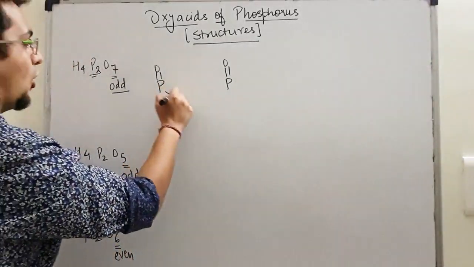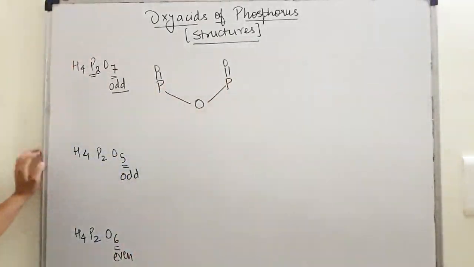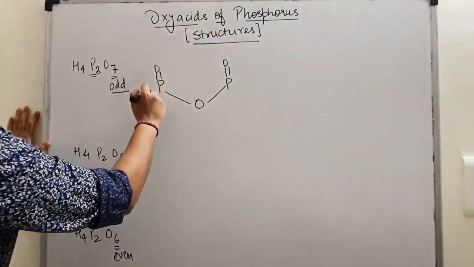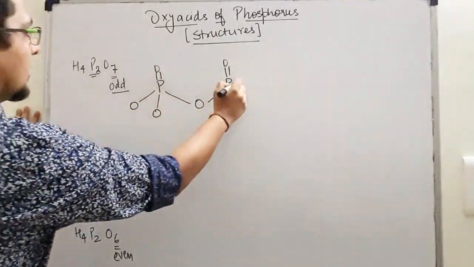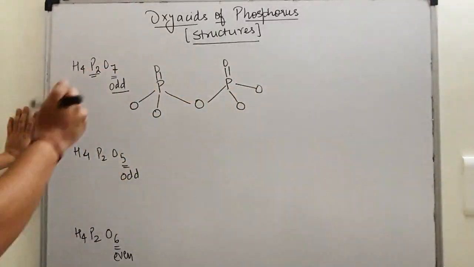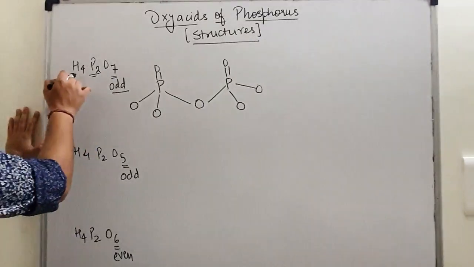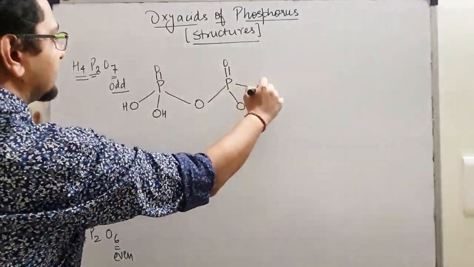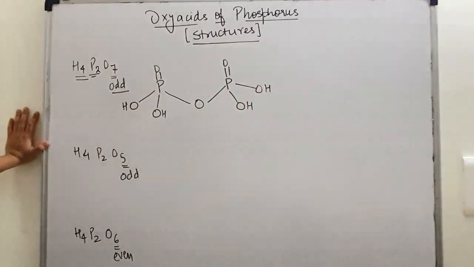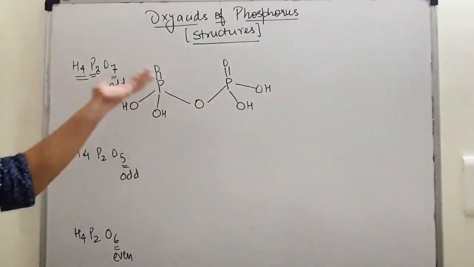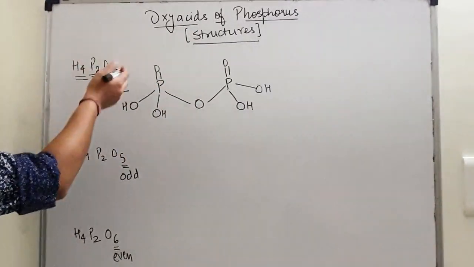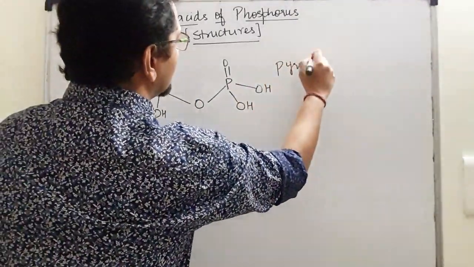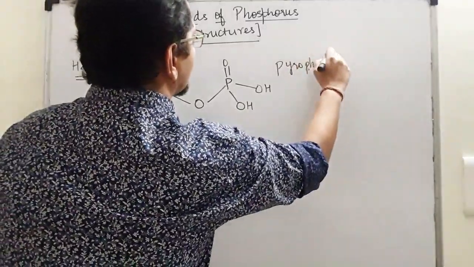So give the odd oxygen in the middle. Out of 7, 1, 2, 3, 3 used. How many left? 4. So 1, 2, 3, 4. See how nicely the distribution is done equally. Then attach hydrogen, 4 hydrogens, to the single bonded oxygens first. There you go, very good, finished. Done. If any hydrogen is left, give it to the central atom, otherwise not. So this is the structure of H4P2O7. This is also known as pyrophosphoric acid.